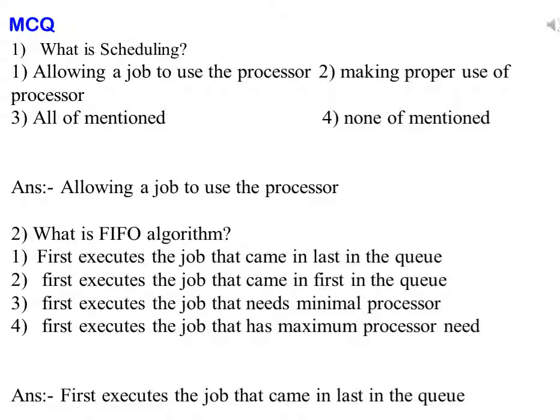Question number 2. What is FIFO? First in, first out algorithm. First, executes the job that came in last in the queue. Second, executes the job that came in first in the queue. Third, executes the job that needs minimal processing.